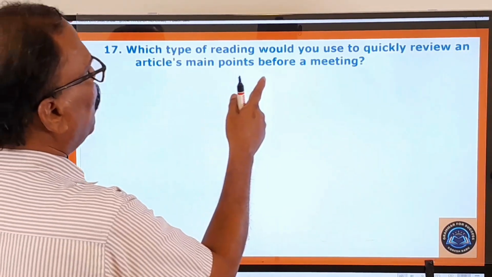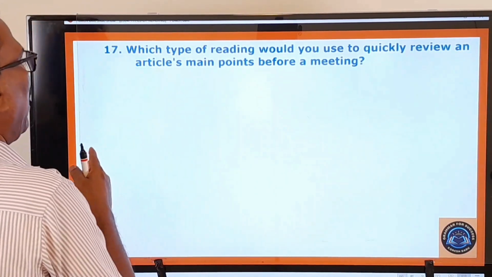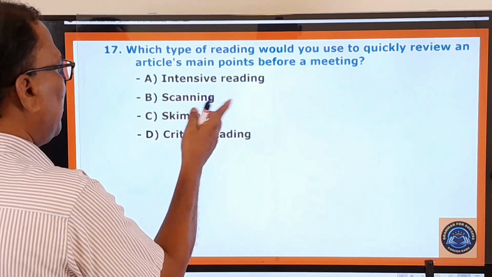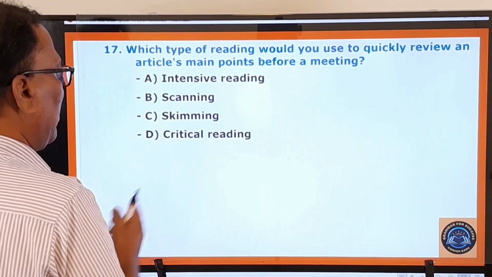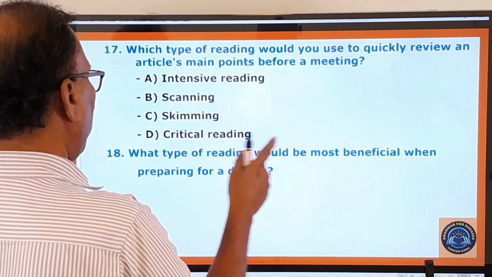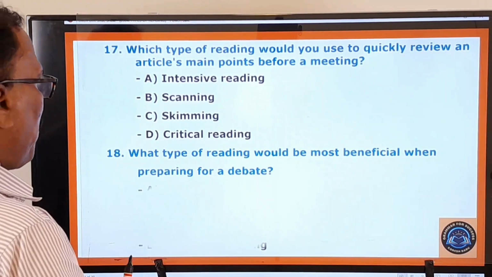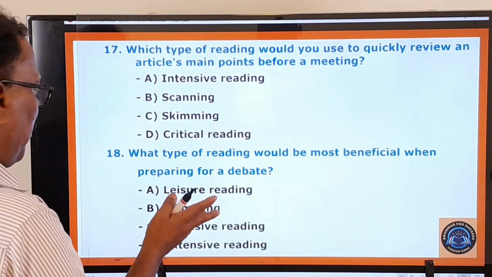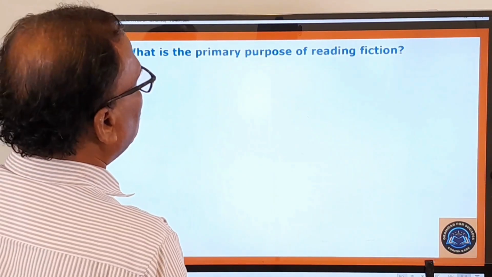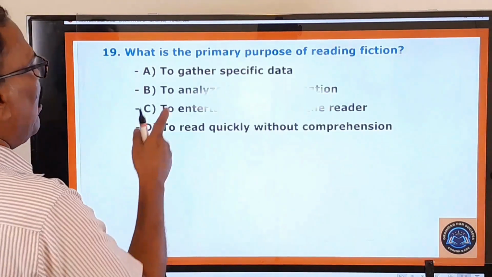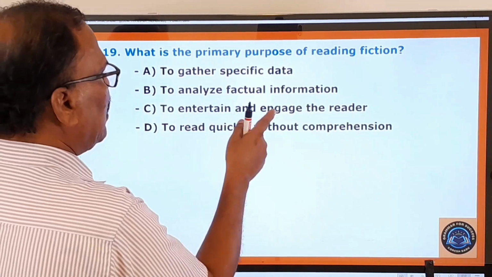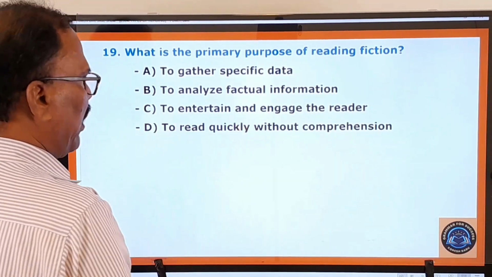Which type of reading would you use to quickly review an article's main points before a meeting? Intensive reading, scanning, skimming, critical reading. What type of reading would be most beneficial when preparing for a debate? Leisure reading, skimming, intensive reading, extensive reading. What is the primary purpose of reading fiction? To gather specific data, to analyze factual information, to entertain and engage the reader, to read quickly without comprehension.